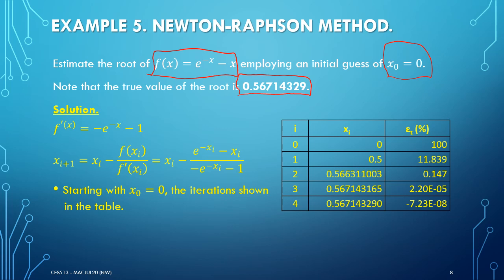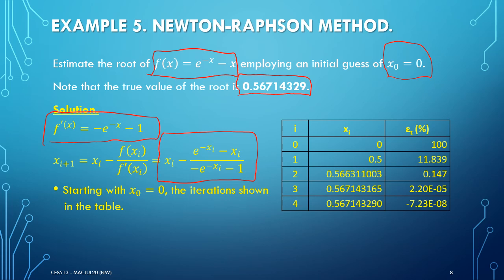For the solution, first of all, we need to derive the equation. Okay, f'(x) is equal to -e^(-x) - 1. And so that we can calculate the next estimated root, which is x_(i+1) equal to x_i minus (e^(-x_i) - x_i) divided by (-e^(-x_i) - 1).